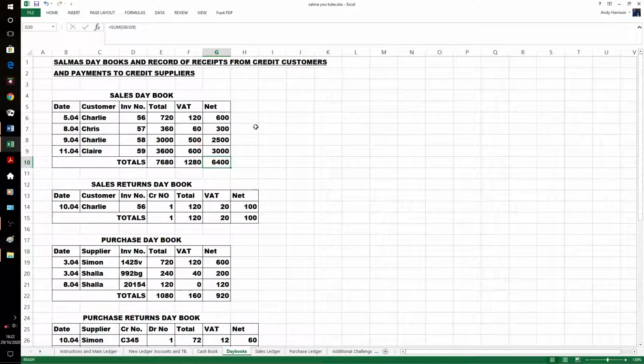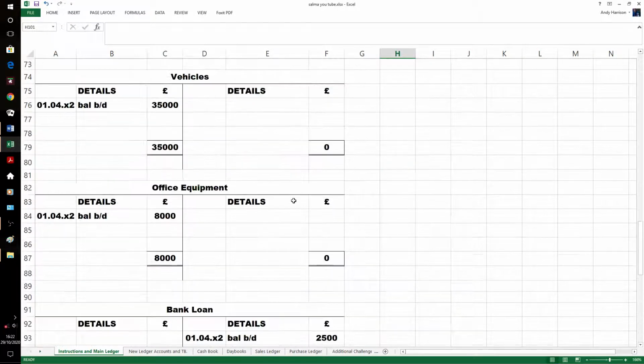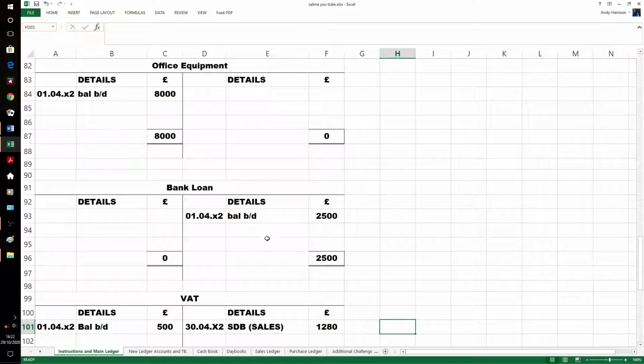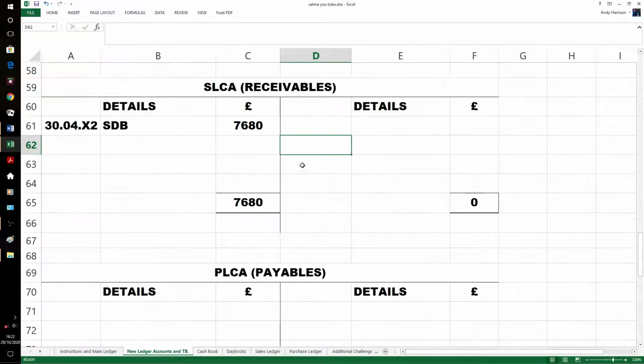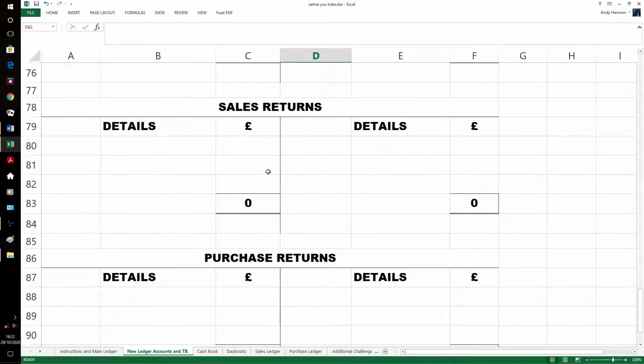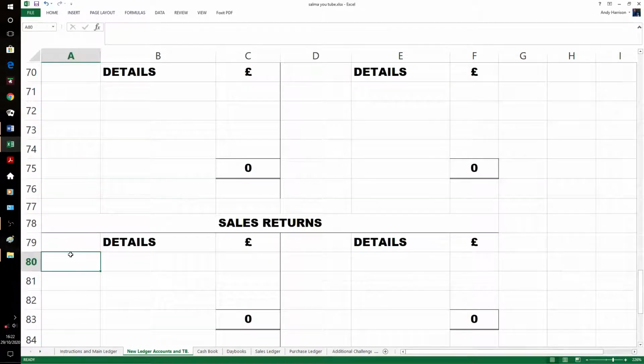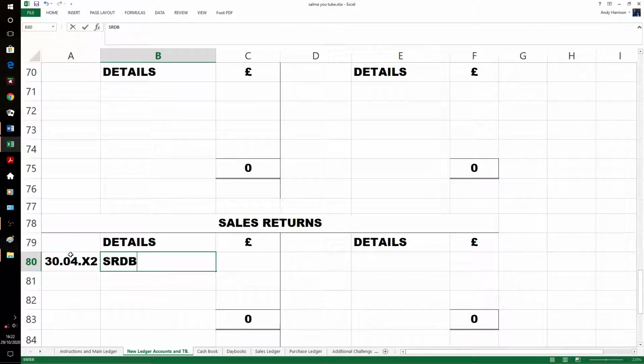Doesn't matter what order we do them in, but sales returns day book, 100 plus VAT. So in our main ledger we would have had the VAT, and we haven't got all the returns in here because we hadn't got any returns before. So sales returns are debits. Sales returns day book.